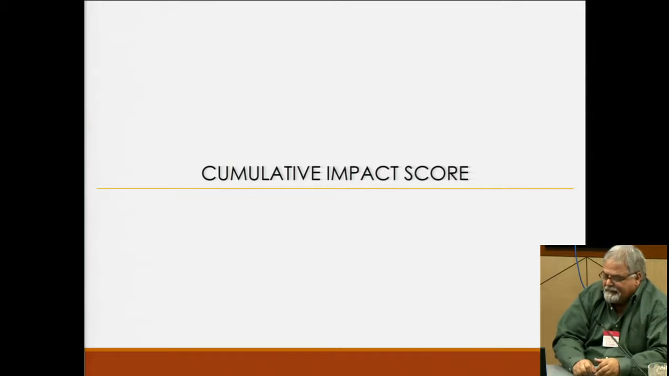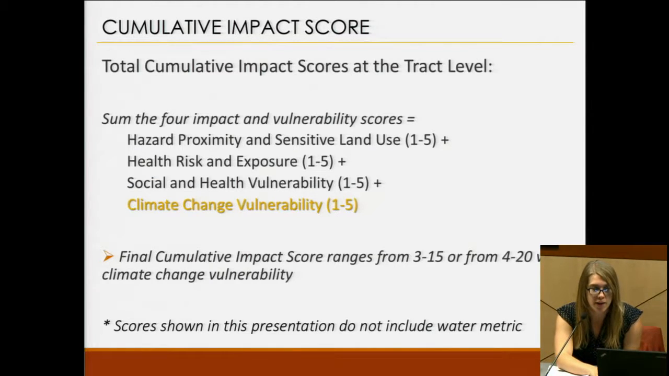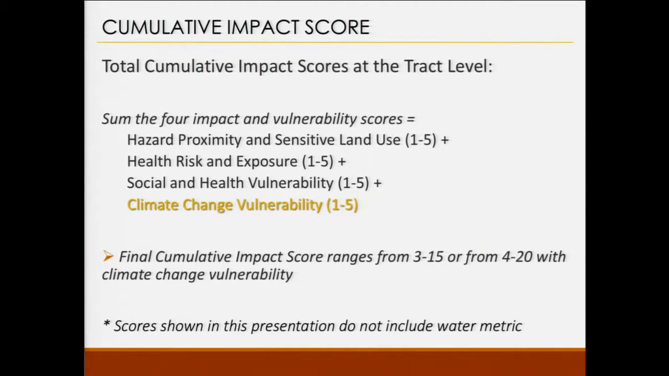Great. So putting it all together to get our cumulative impact score. Again, we do total cumulative impact scores at the tract level. What we do is we simply sum up the scores that the tracts got in each of the layers. So each tract got a score from 1 to 5 for each of the layers. We add that up, and that's the cumulative impact score.